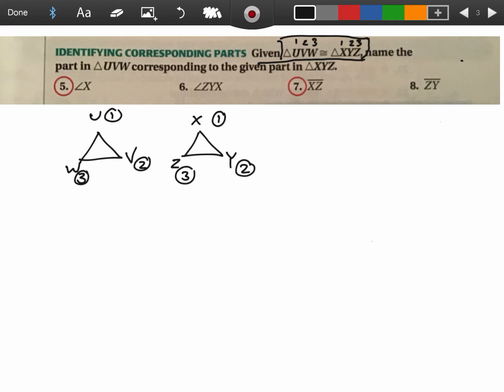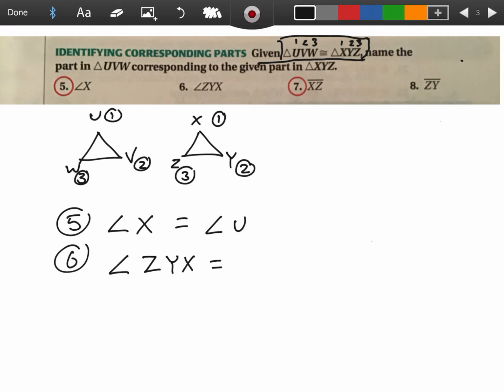Next thing is figuring out some of the different parts. The first one is number 5. Number 5 says, what is angle X? What does angle X correspond with? Angle X corresponds with angle U. They're right there. Both are number 1. Number 6 is angle, and this is where it gets tricky, ZYX.